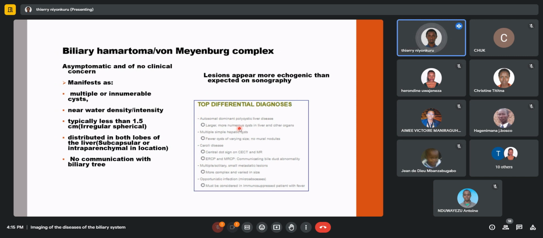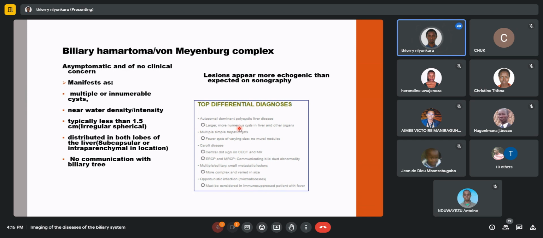They are asymptomatic with no clinical signs. They appear as multiple innumerable cysts of water density, distributed in all lobes. They may have a subcapsular or intraparenchymal location, and the majority don't have communication with the biliary tree, but some may communicate with the biliary tree.